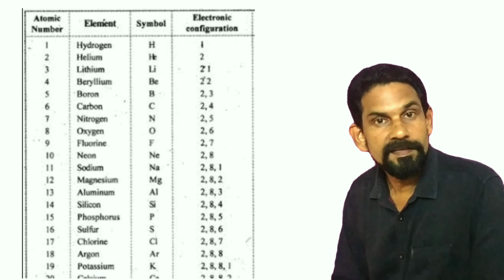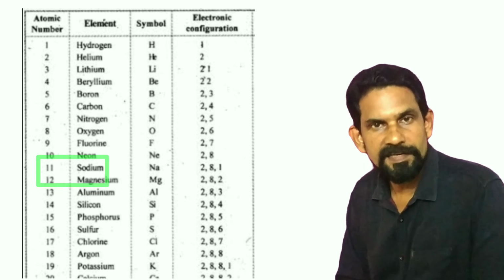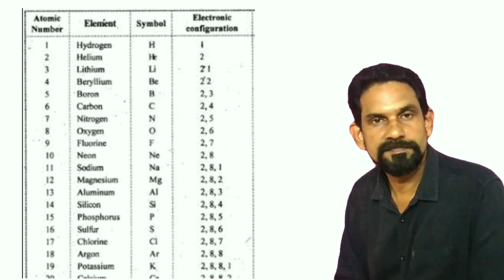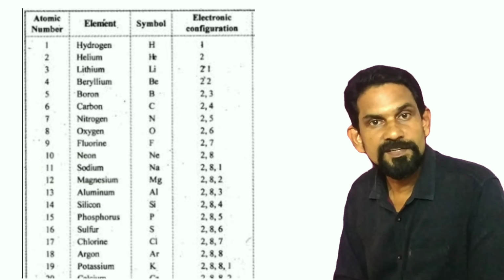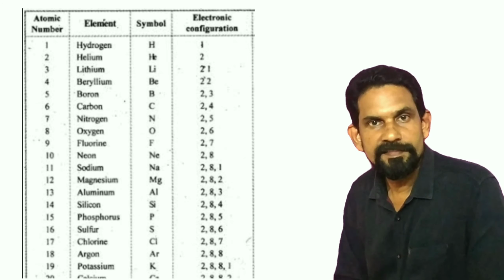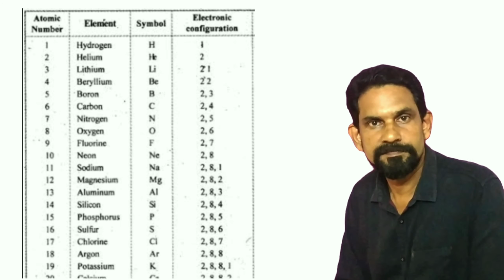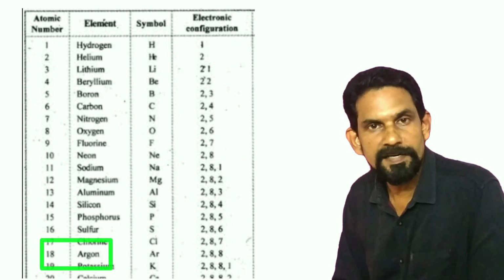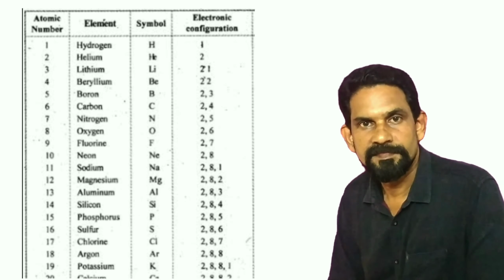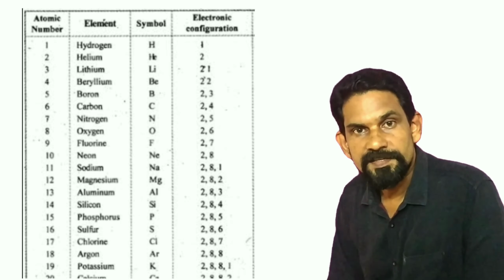Secondly, if the element is sodium, its atomic number is 11. Then how can you write the electronic configuration of sodium? It is 2, 8, 1. Okay? Then try to write the electronic configuration of argon. What is the atomic number of argon? Yes, it is 18. Then what is the electronic configuration? It is 2, 8, 8.